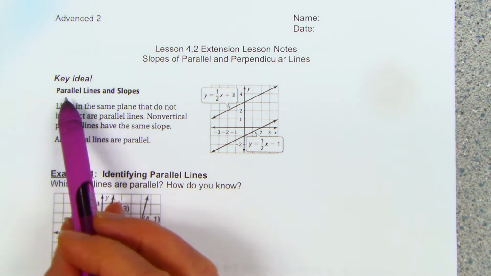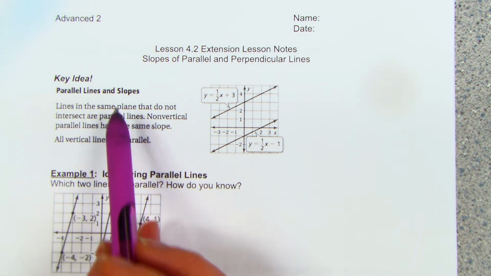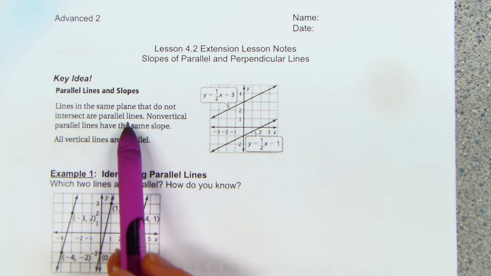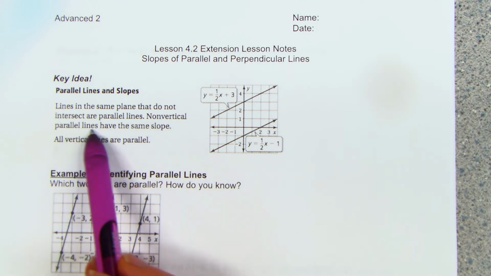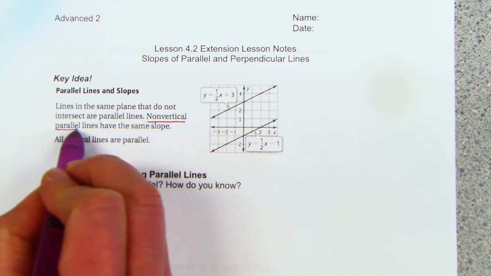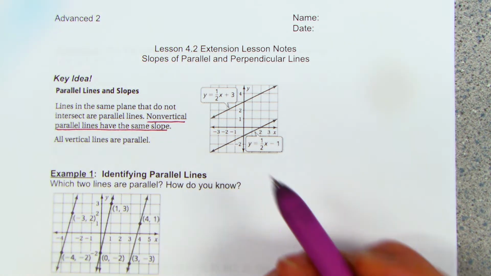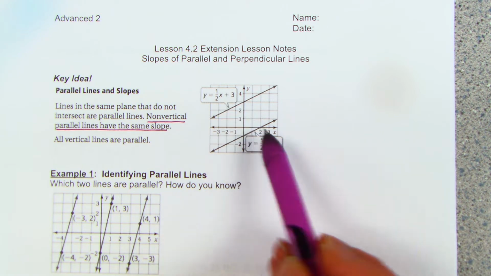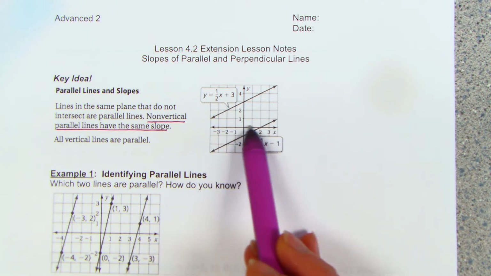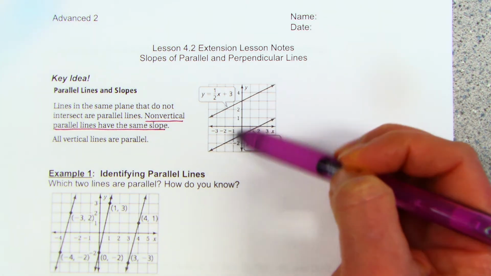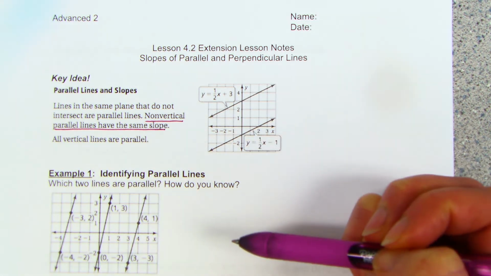So the key idea when you're looking at parallel lines and slopes is that lines in the same plane that do not intersect are parallel lines, right? You already know that. Non-vertical parallel lines have the same slope, all right? They can be positive, they can be negative, or they could be horizontal, because if they're horizontal, then they would have the same slope, which would be 0. If they are vertical, like the little grid marks here, all vertical lines are also parallel, okay?